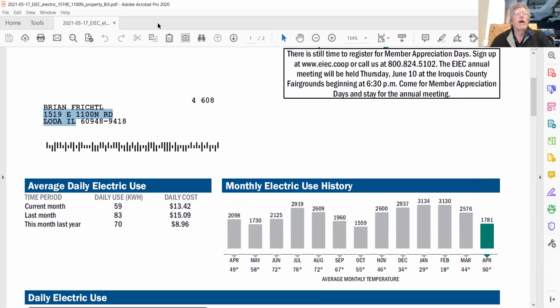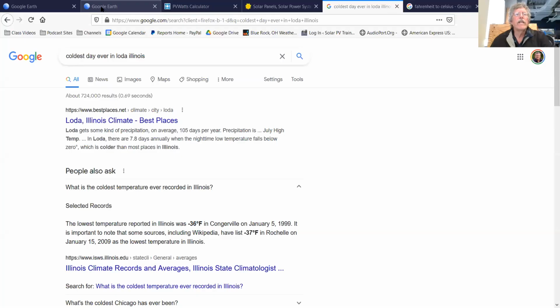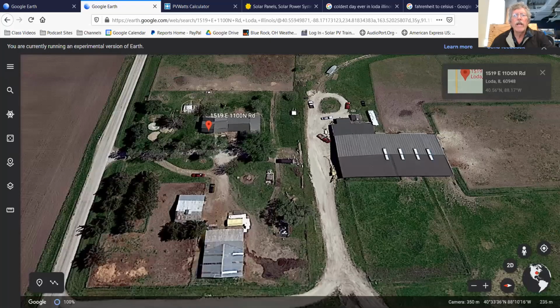All right, so we'll jump from there. The next step I would do is I would go ahead and go in and look at this address. So the first thing I do is go into Google Earth, and I went ahead and typed in this address, and this is what the facility looks like on Google Earth.